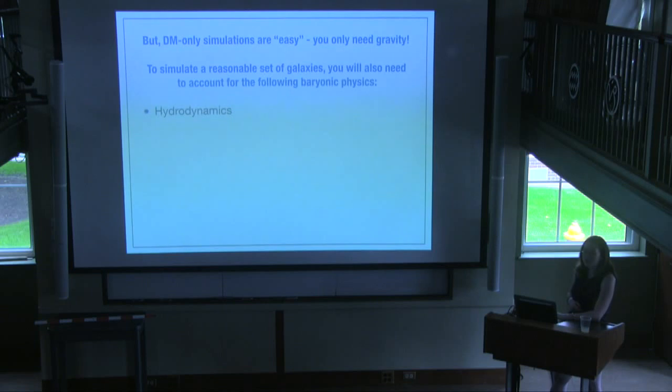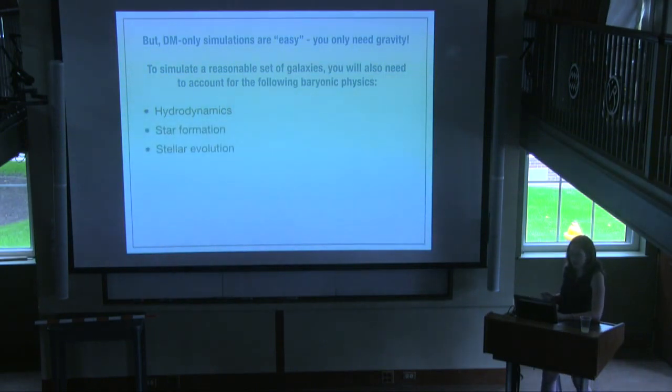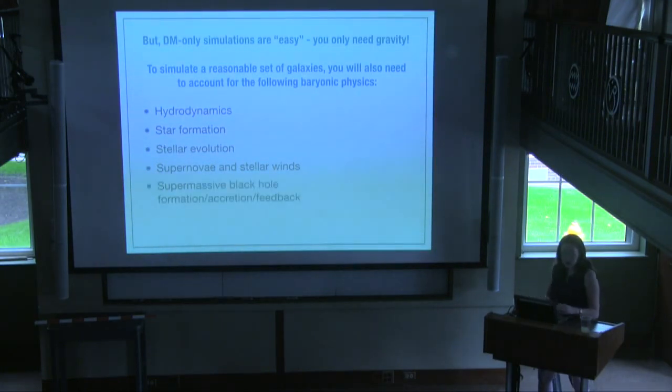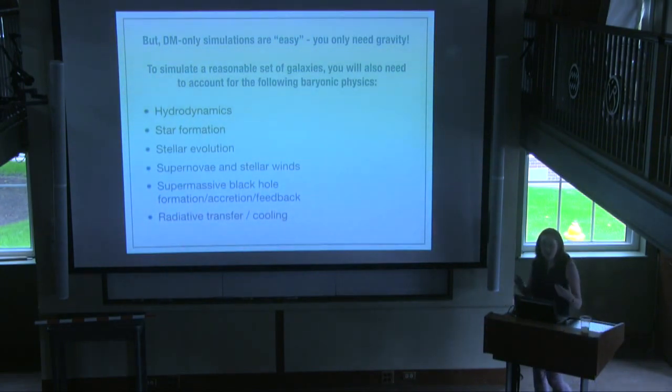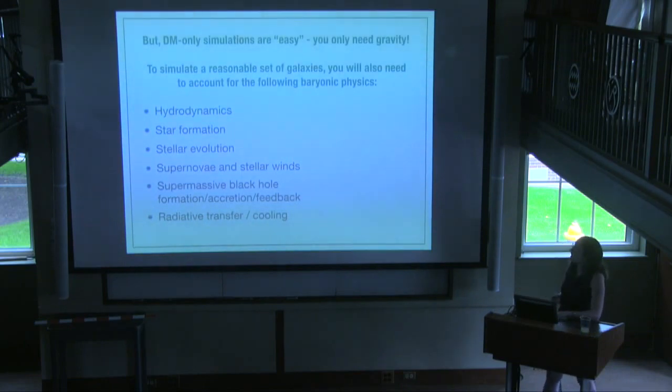First and foremost, you need to account for hydrodynamics to work with the gas from which stars and therefore galaxies will form. You need to know how stars form from that gas, how those stars evolve, how they feed back into their environments through supernovae and stellar winds, how supermassive black holes form, how they accrete, and how they feed back into their environment. And it would also be good to have some radiative transfer and radiative cooling as well. So as you might imagine, this is pretty complicated. And not only is it complicated, it is also expensive computationally, much more than just gravity.